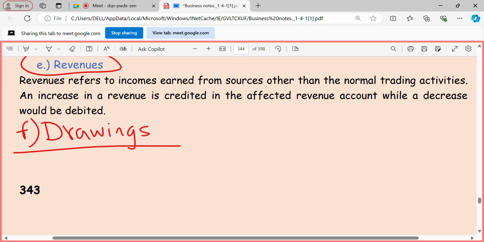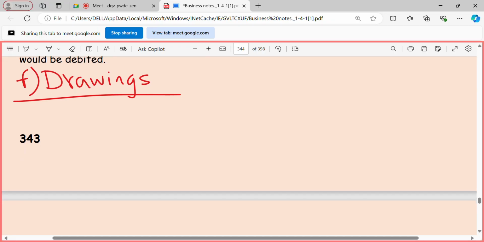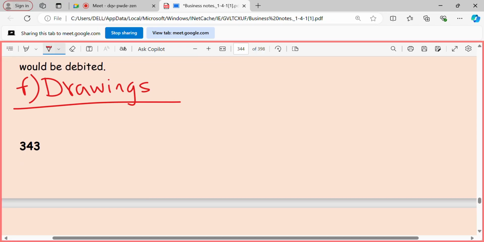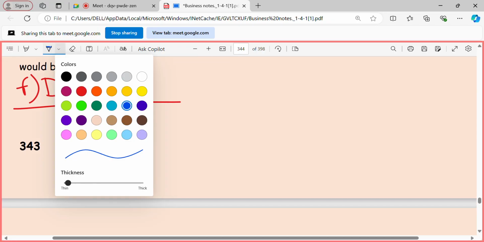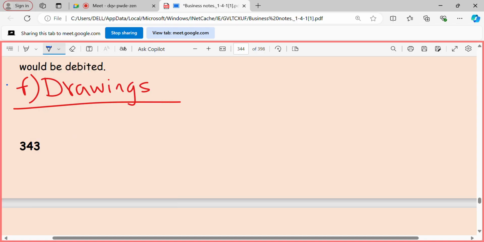So what is the rule about drawings? The rule about drawings is that increase in drawings are debited, while decrease in drawings are credited. Increase in drawings are debited, while decrease in drawings are credited. So that is the law about drawings.